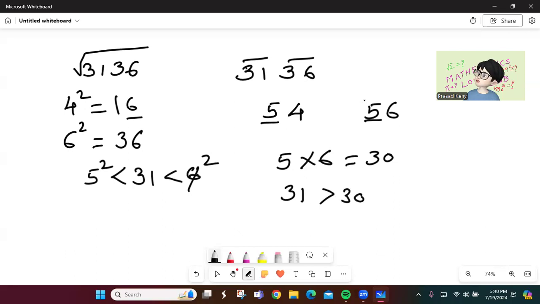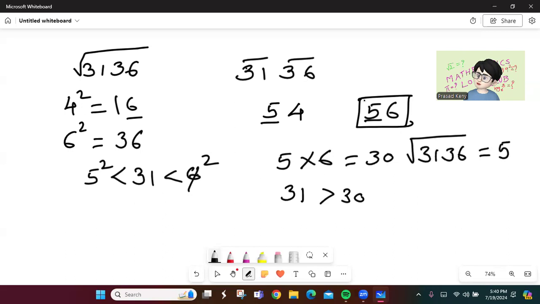And hence, since I'm getting the greater than sign here, I'll select the bigger one of the two options, that is 56. And hence, the square root of 3136 is 56. So, sir, please let me know whether these steps are correct.